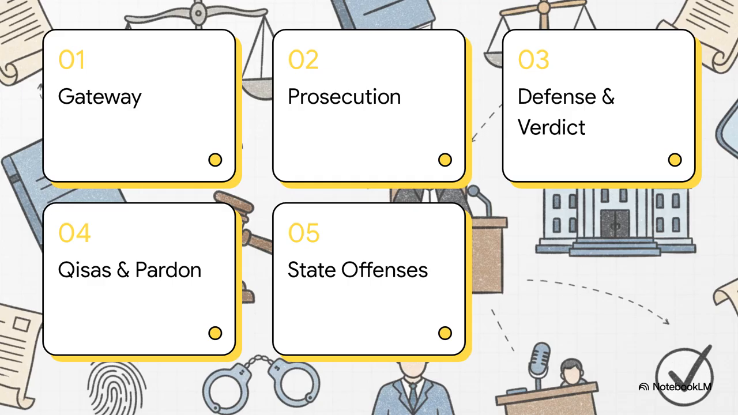So here is our roadmap for today. 1, the gateway to the Sessions Court. 2, how the prosecution strikes first. 3, the defense and the verdict. 4, we'll dive into qisas, diyat, and pardon. And finally, number 5, offenses against the state.